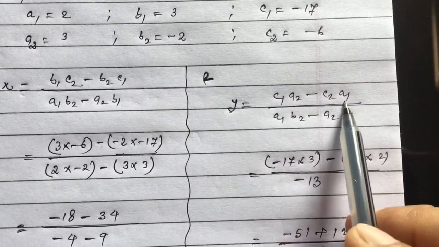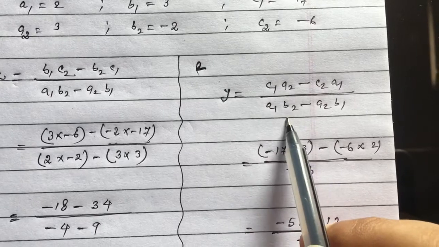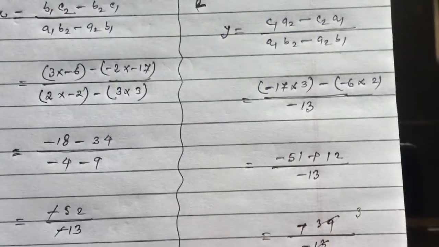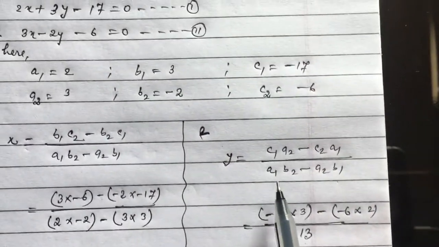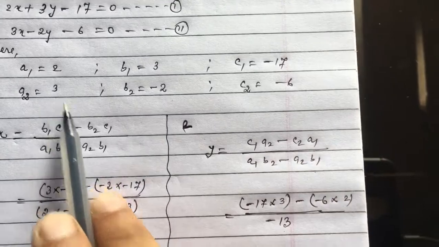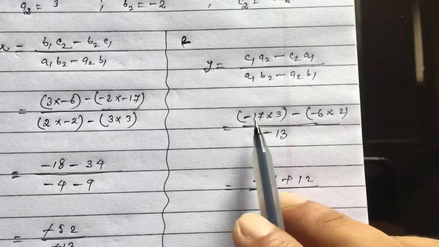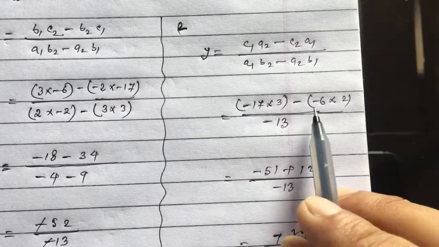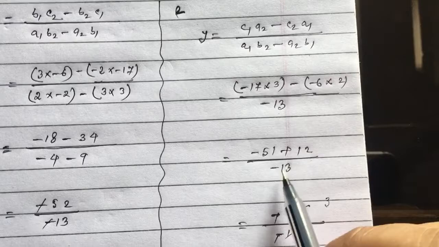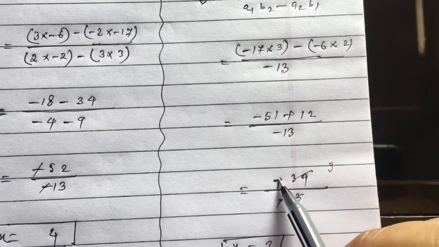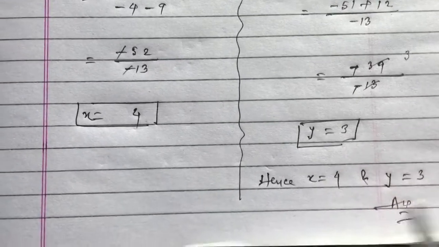Now see the formula for y: c1 a2 minus c2 a1 whole divided by a1 b2 minus a2 b1. The denominator value is the same, minus 13. c1 is minus 17 into 3, minus c2 a1, minus 6 into 2. 17 3s are 51 with a minus sign, minus minus is plus, 6 2s are 12. So minus 51 plus 12 is minus 39 over minus 13. This minus minus cancels, 13 3s are 39. Hence y is equal to 3, and x is equal to 4 and y is equal to 3.